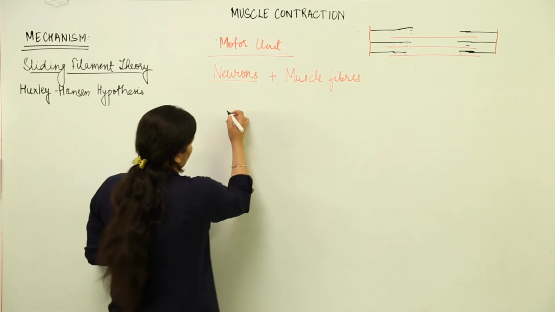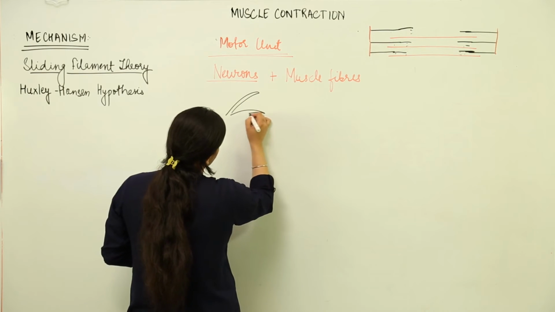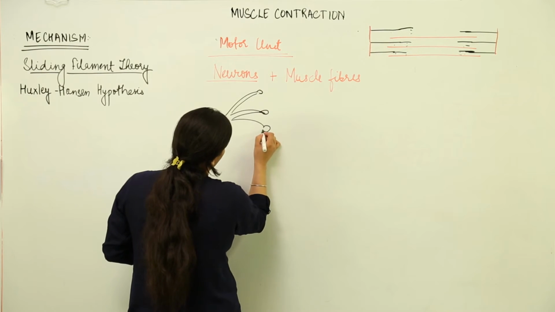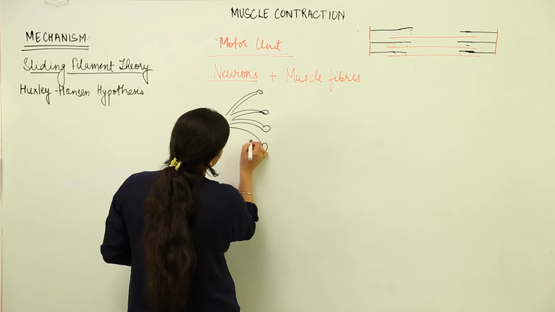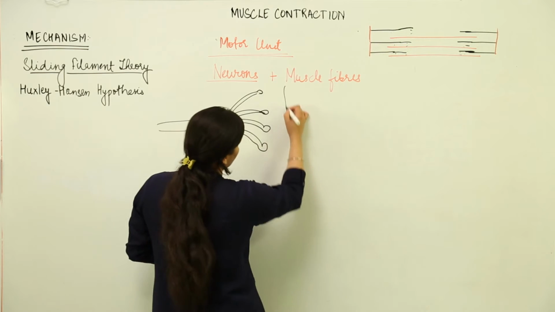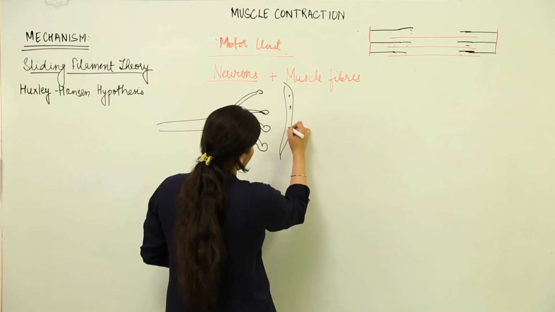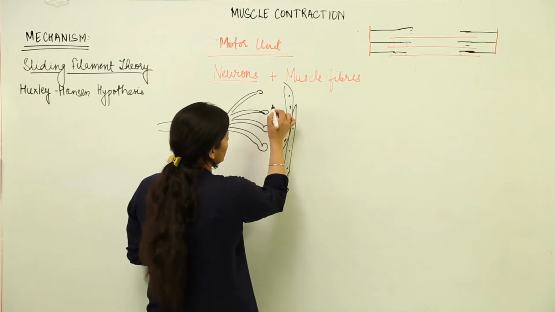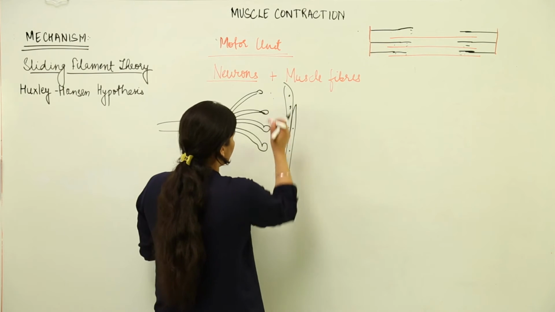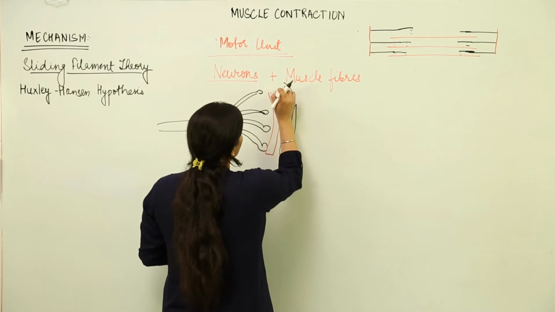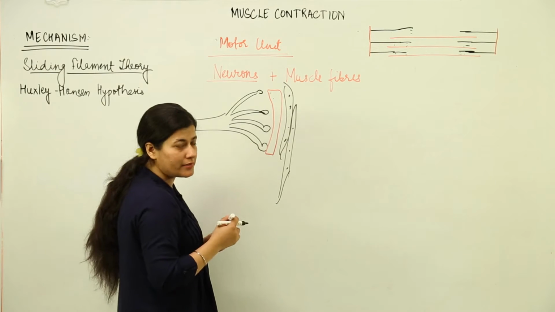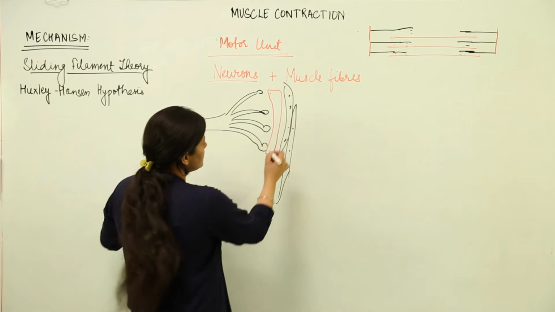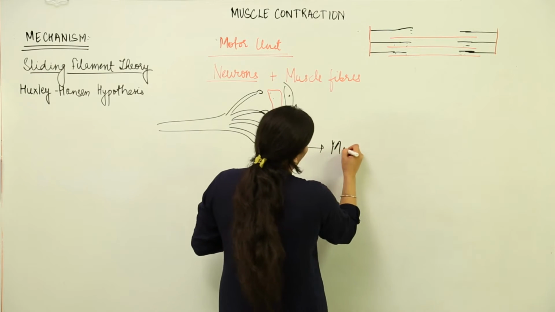And you know, wherever there are neurons, they have dendrites and synaptic knobs which end up at a neuromuscular junction. These are the muscle fibers, syncytium it is, you know that. This particular part, the gap between the muscle fibers and the neurons' synaptic knob, that is the axon's end, is known as motor end plate.